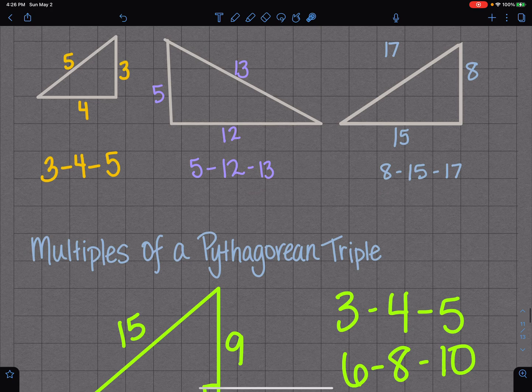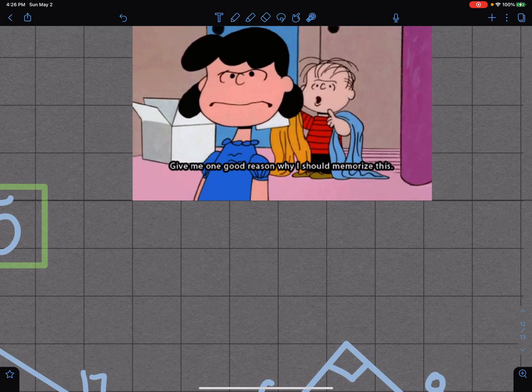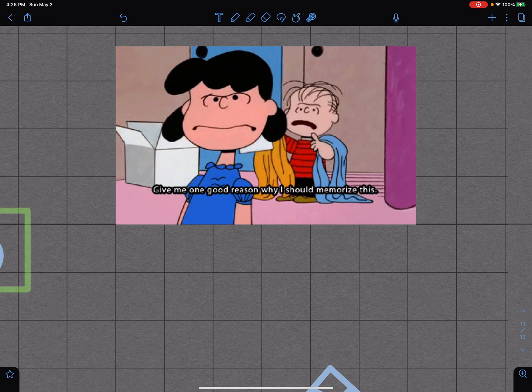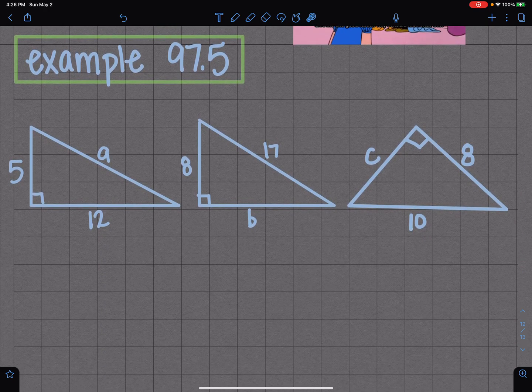Okay, so what makes it useful is that sometimes they won't give you 2 out of the 3 sides in triangles, and they expect you to know that. So he's saying, give me one good reason why I should memorize this. Okay, I'm going to give you a reason. In example 97.5, here's the reason. It says, recall the appropriate Pythagorean triple to find the unknown length in each of the following triangles. So they want us to find the unknown here, here, and here.